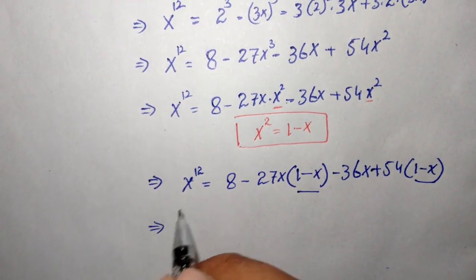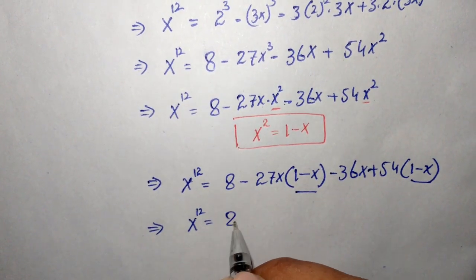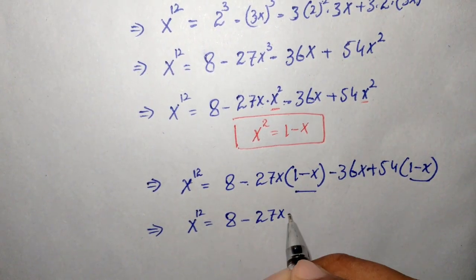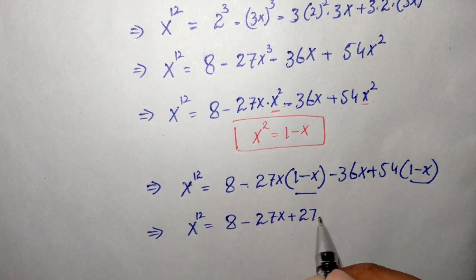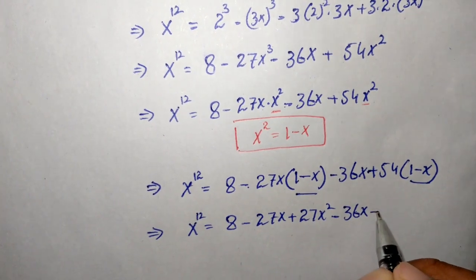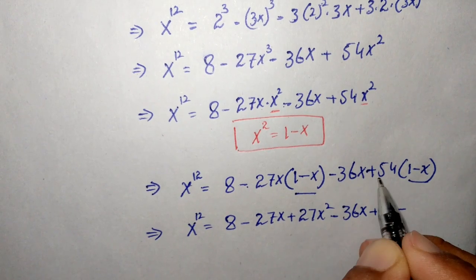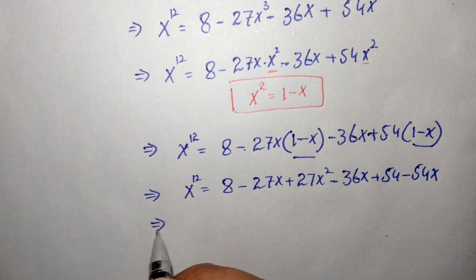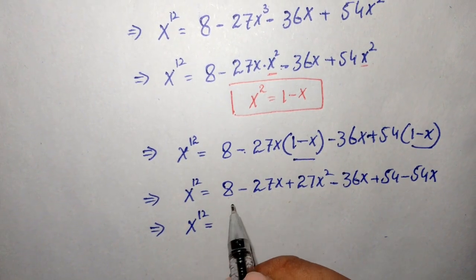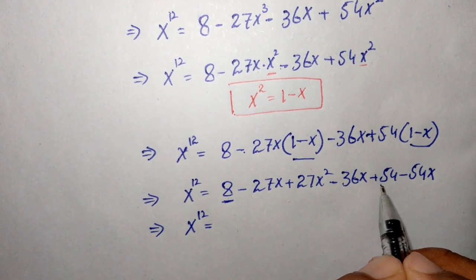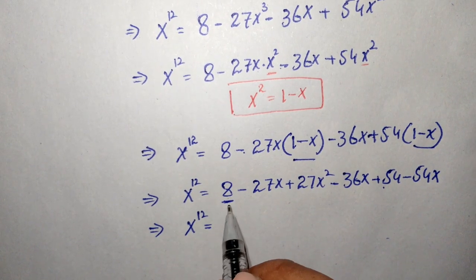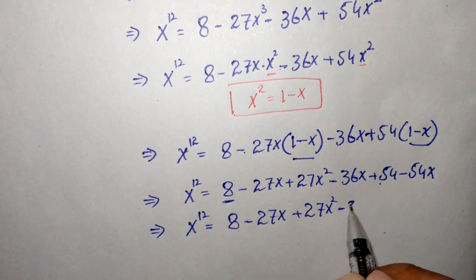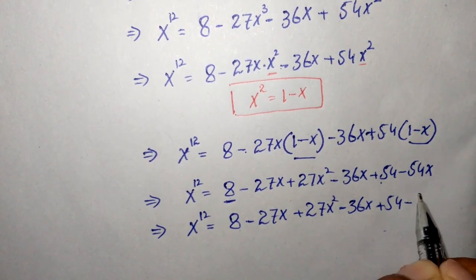Now in the next step, x^12 is equal to 8 minus 27x times 1, this is equal to minus 27x. Minus times minus is equal to plus 27x times x, this will become 27x^2. Minus 36x plus 54 times 1 is equal to 54, minus 54 times x is equal to 54x. Now in the next step, x^12 is equal to 8 minus 27x plus 27x^2 minus 36x plus 54 minus 54x.